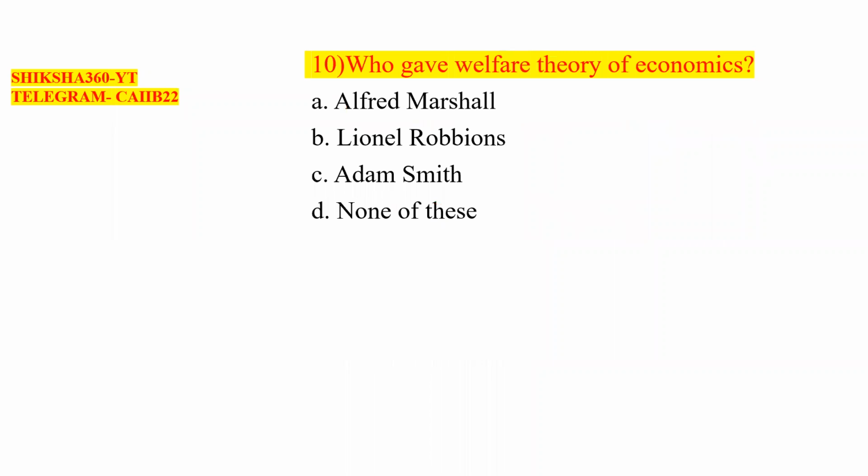Who gave the welfare theory of economics? The first option is Alfred Marshall, second is Lionel Robbins, third is Adam Smith, fourth is none of these. The answer is Alfred Marshall, so option A is the answer. Alfred Marshall gave the welfare theory of economics.